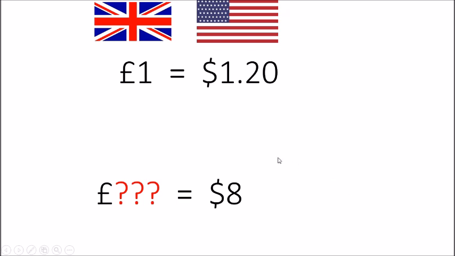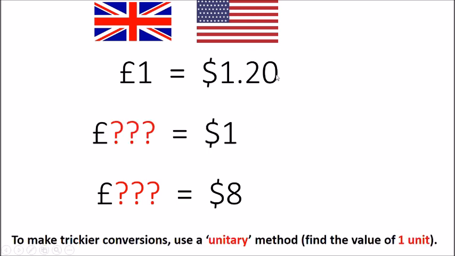Alright, so just like before, this is a trickier question because 1.2, so $1.20, doesn't nicely go into $8, does it? So do you remember what we said? When these values get trickier, we're going to use a unitary method. So find the value of $1 first, and then we can easily find $8. So to get from $1.20 to $1, I'm going to divide $1.20 by itself. If you divide any number by itself, you get 1. So 1.20 divided by 1.20 gives me 1.